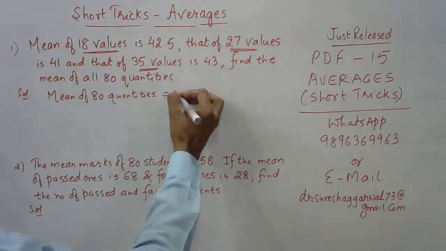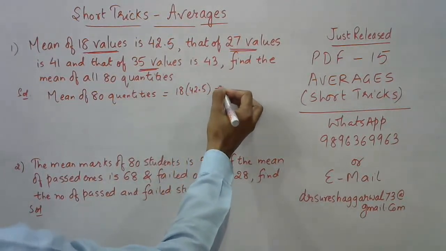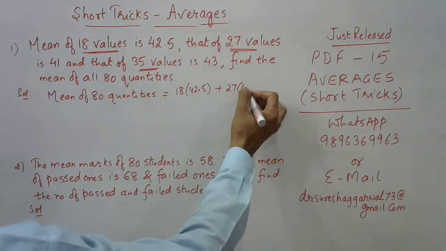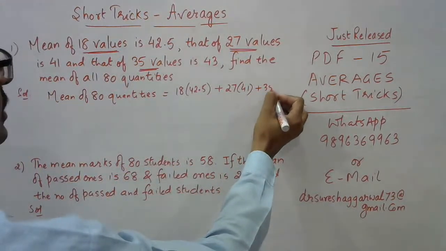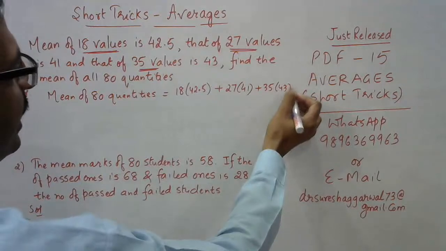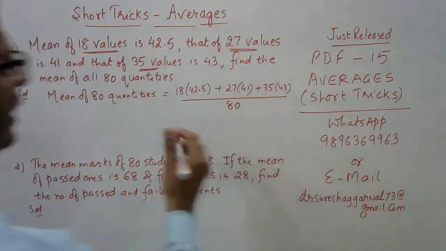See, 18 values, the mean is 42.5. You need to multiply those. Then 27 values, the mean is 41. Again, you need to multiply those. And then finally 35 values, the mean is 43. You need to multiply those too. And then just divide by the total number of quantities, that is 80.